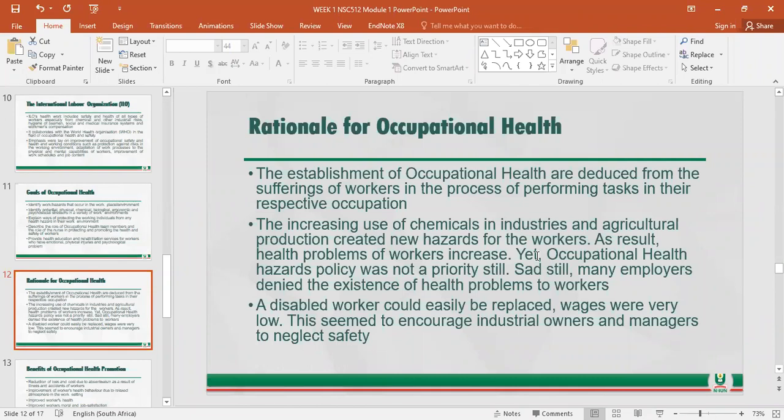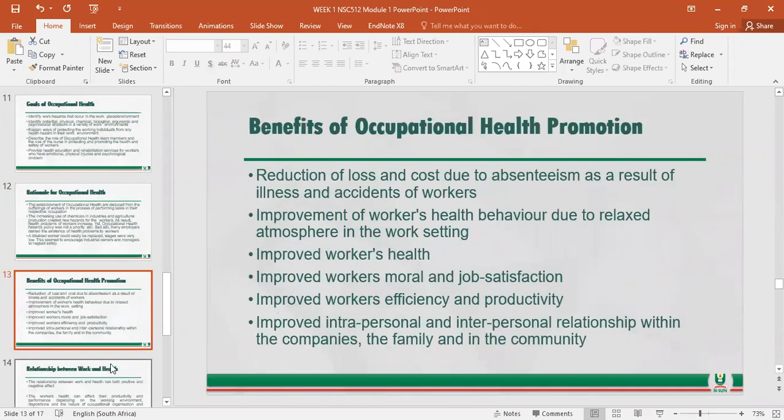Imagine, still, many employers denied the existence of health problems to workers. A disabled worker could easily be replaced. Wages were very low. This seems to have encouraged the industrial owners and managers to neglect safety. So we can see that the safety of workers and their health were being neglected by employers. And this is very sad. This is really, really sad.